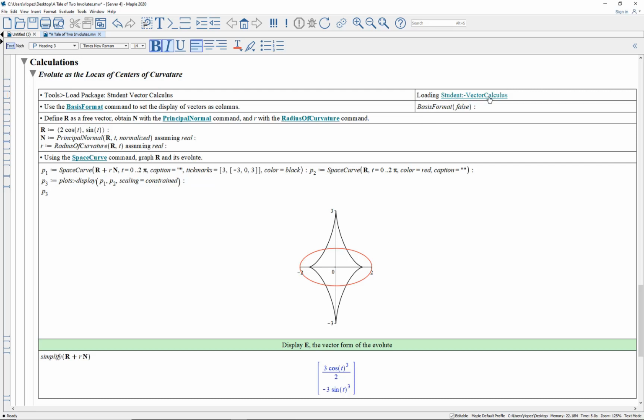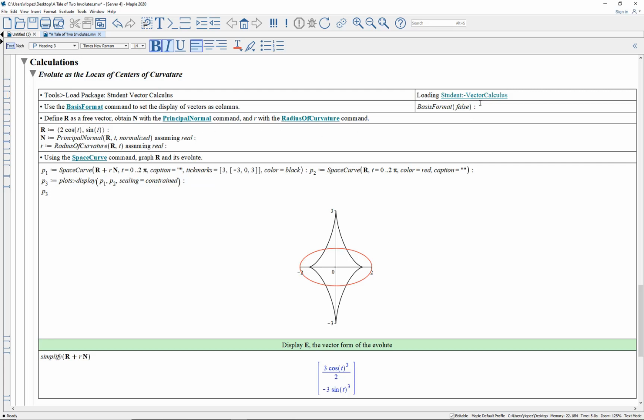I've loaded the student vector calculus package. And I like to have vectors displayed as column vectors. So this command tells Maple to display vectors as column vectors, not as sums of basis vectors. I want to define my ellipse, define it as a free vector. So here's the assignment: 2 cos t, sine t.